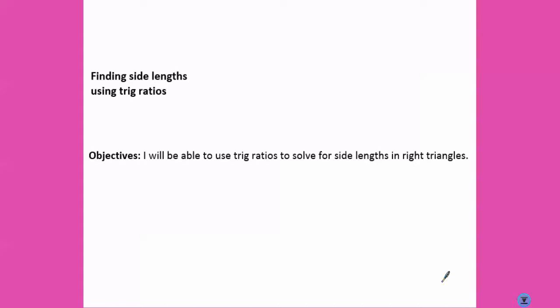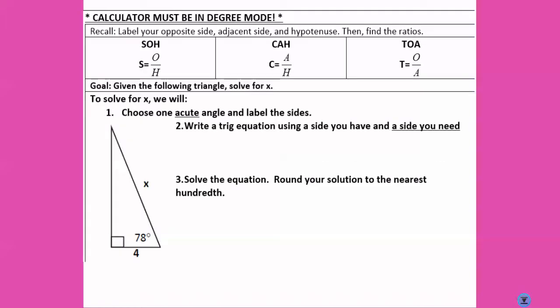Today we're going to be learning about finding side lengths using trig ratios, and our objective is that we'll be able to use trig ratios to solve for side lengths in right triangles. So remember, SOHCAHTOA: sine is opposite over hypotenuse, cosine is adjacent over hypotenuse, and tangent is opposite over adjacent.